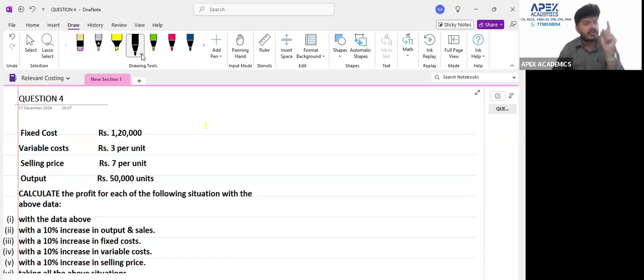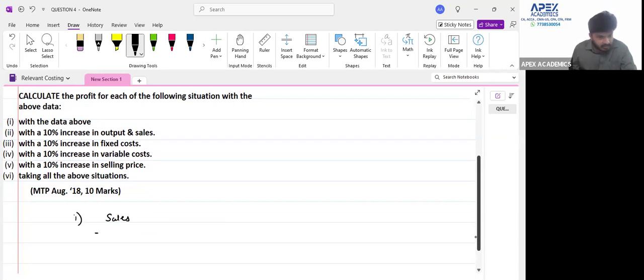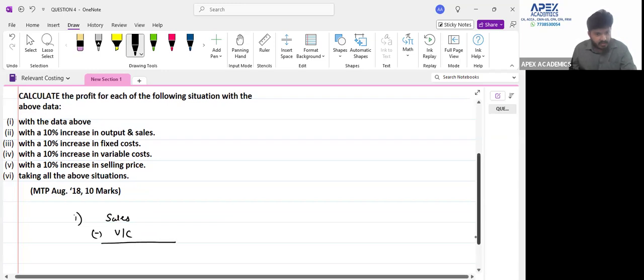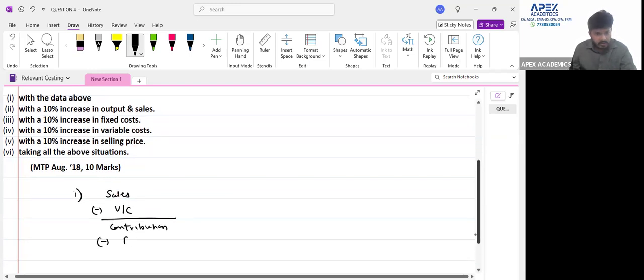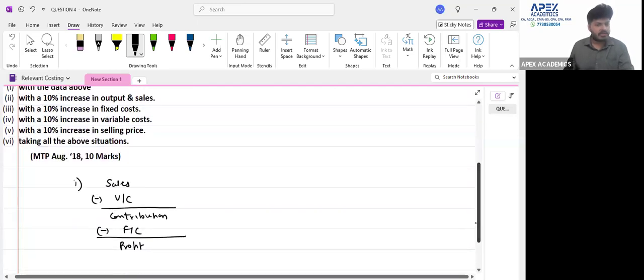The first situation is calculate the profit with the data above. So let us begin. I know that sales minus variable cost gives me what? It gives me contribution. Very good. Contribution minus fixed cost gives me what? Profit. In the first case, I know that my selling price is 7, my variable cost is 3.